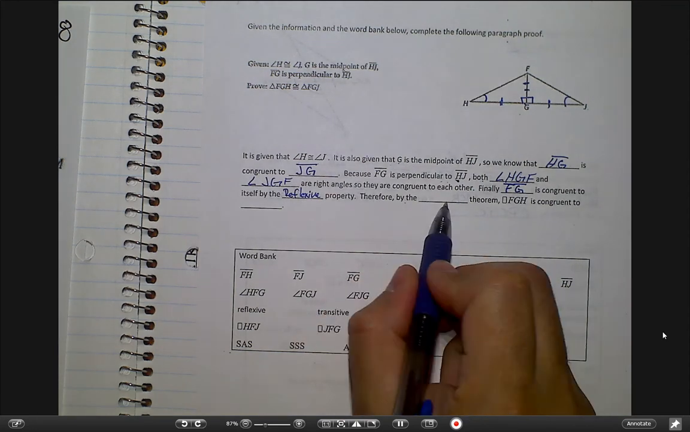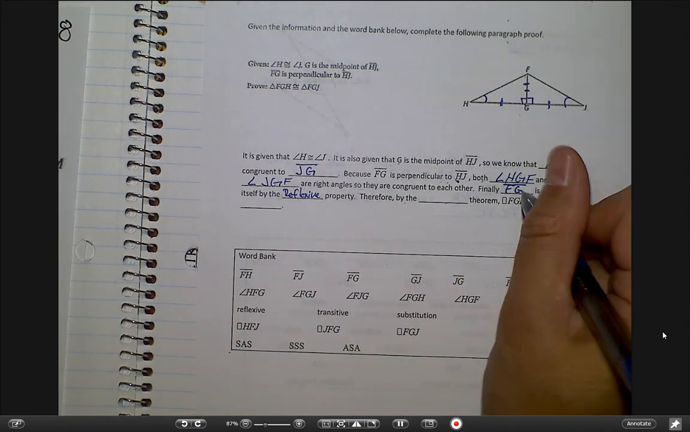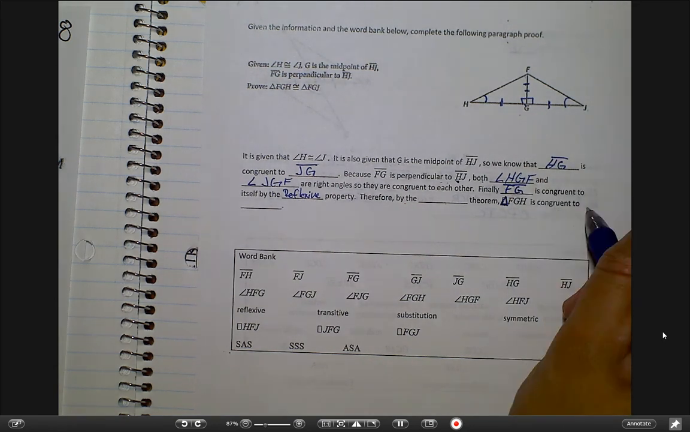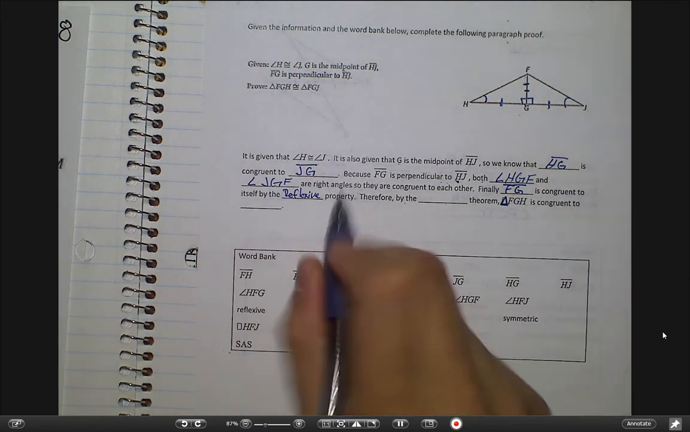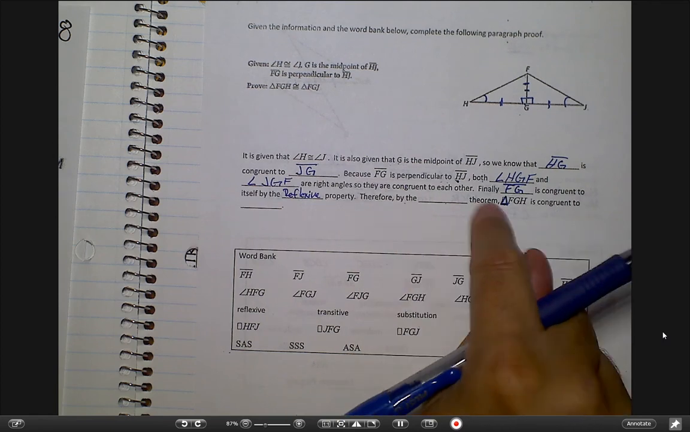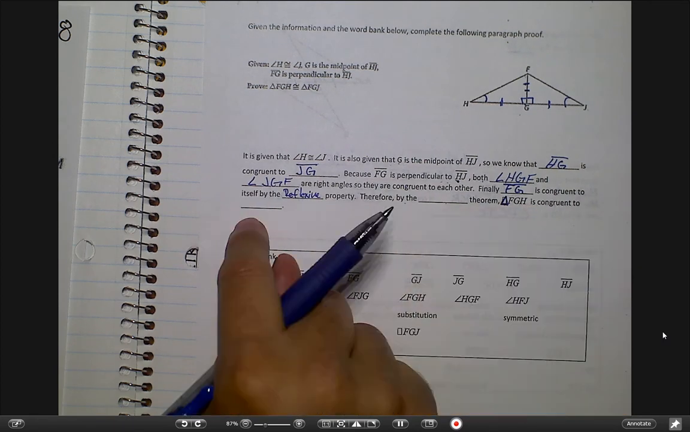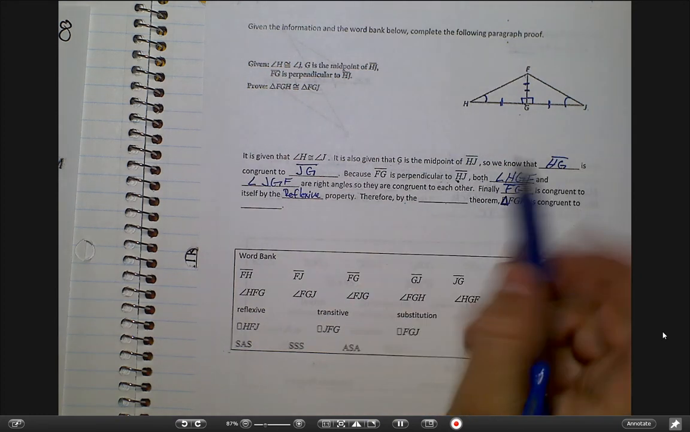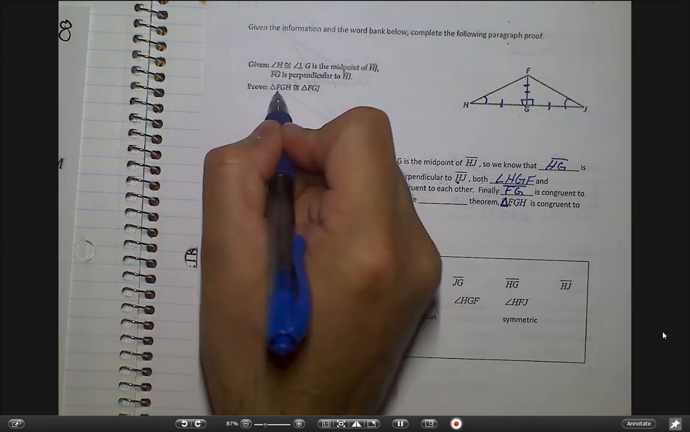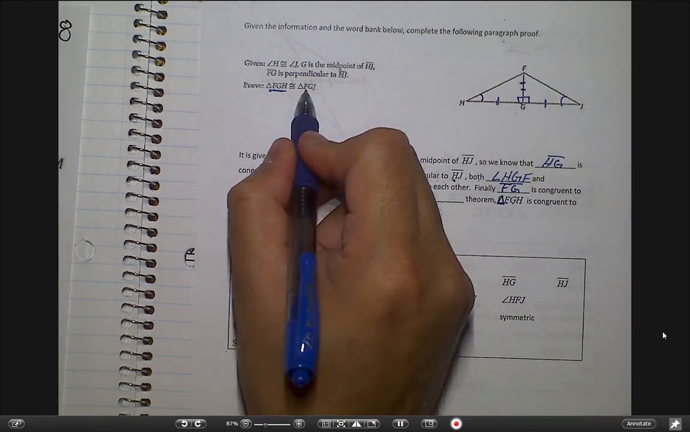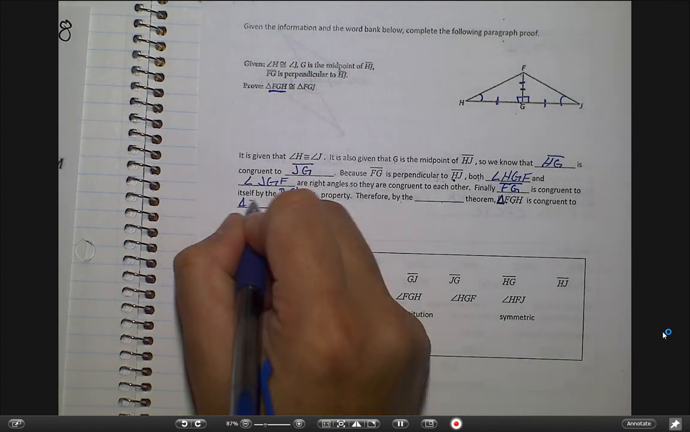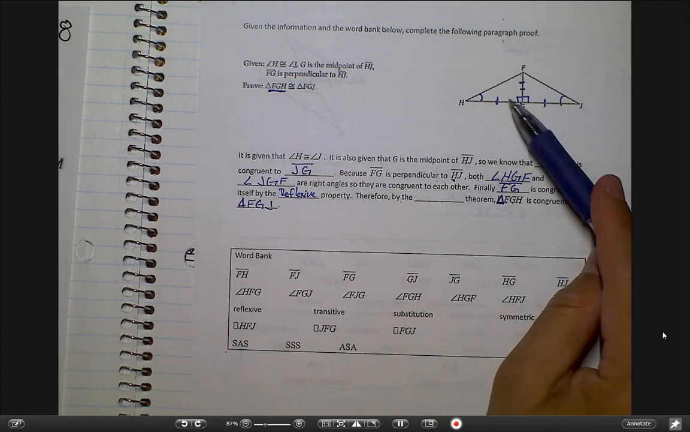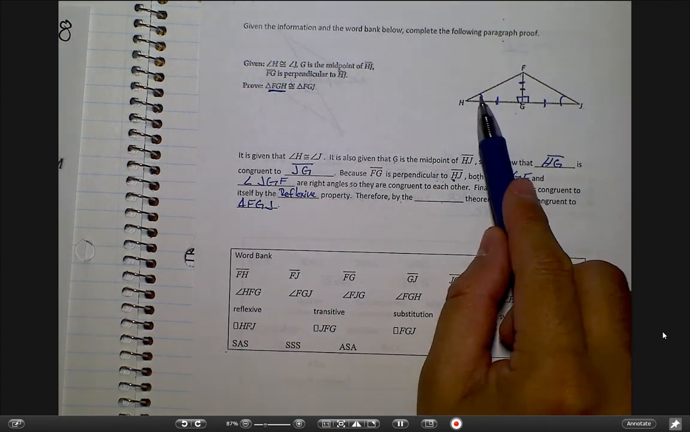Therefore, by the blank theorem, triangle, that should be a triangle there, is congruent to, and the blank theorem, triangle blank is congruent to FGJ. So if I look, it's FGH, FGH is congruent to FGJ. So triangle FGJ.